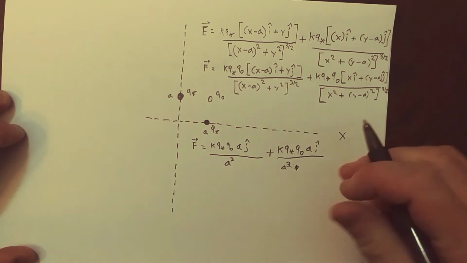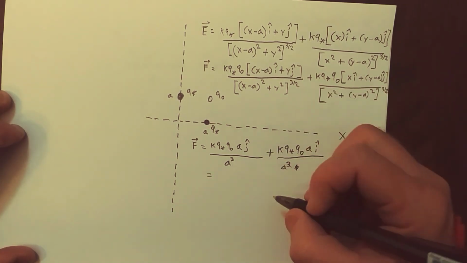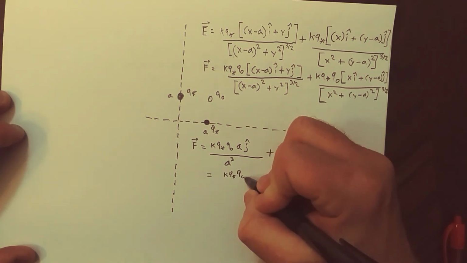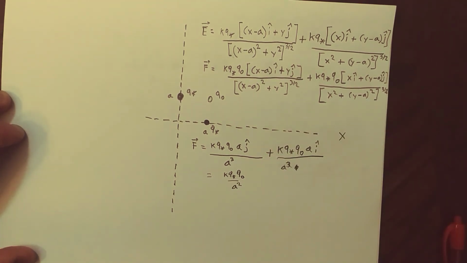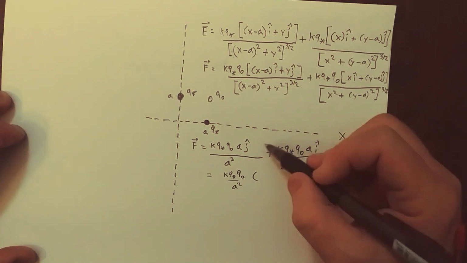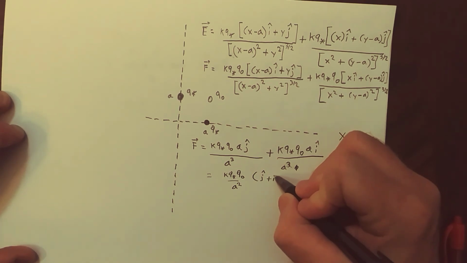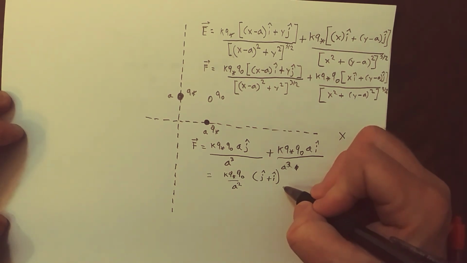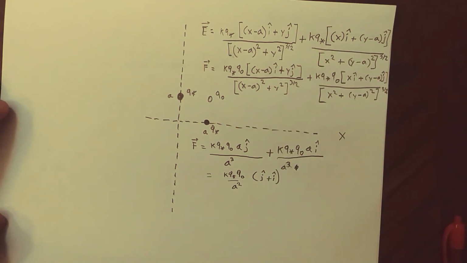Okay, so indeed we have two components, and this reduces to, right, we have 1 over a squared, so let's just pull out the k q star q naught over a squared, which is common to both terms. And then what's left in here is j hat, and what's left here is i hat. And therefore we have indeed a force which is pointing equally in the x and y direction.